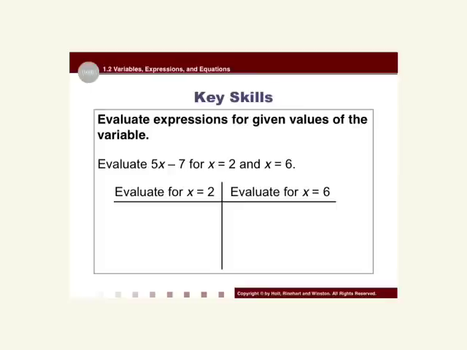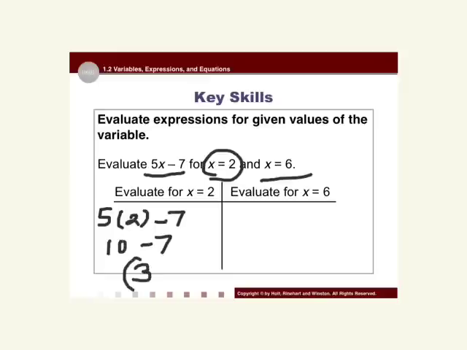So, the first type of problem we want to look at here is if you're given an expression that contains a variable, to evaluate it for the value of that variable. In this case, we're given the expression 5x minus 7, and we want to evaluate it once for x equals 2, and then again for x equals 6. So we're first going to do it for x equals 2. I'm going to go 5 times 2, because I replaced the x with 2. And remember, 5x means 5 times 2, minus 7. 10 minus 7 is 3.